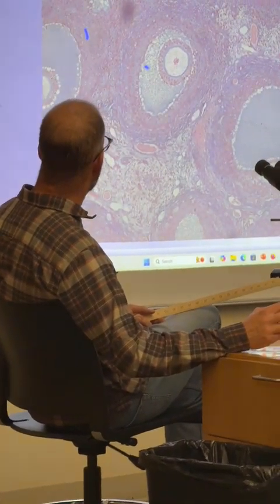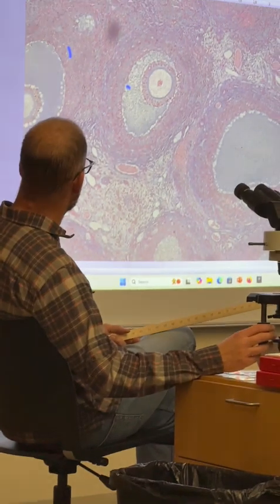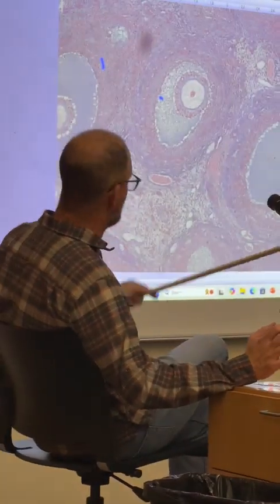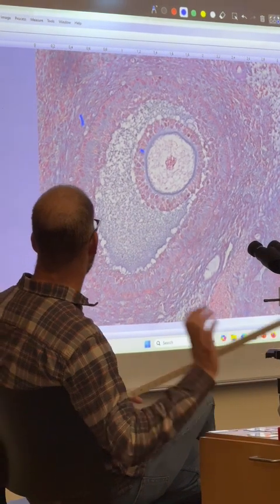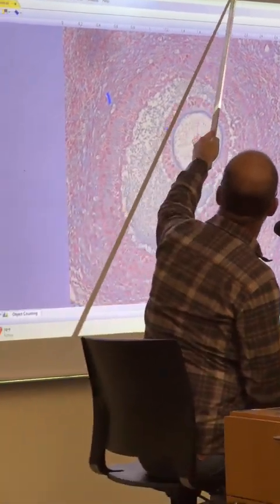So the Graafian follicle is going to be this structure. There's obviously a lot here to choose from, but this one is pretty good. I'll explain in a couple of minutes why I chose this particular one to use. But this structure is your Graafian follicle. So the follicle is this entire thing that we see right here.